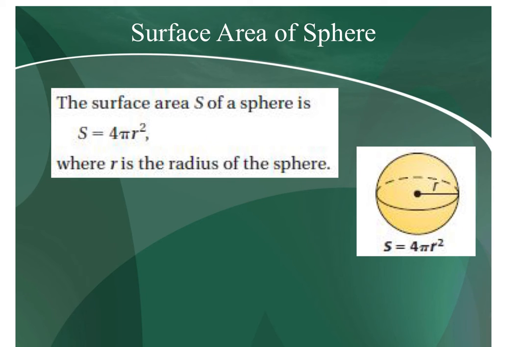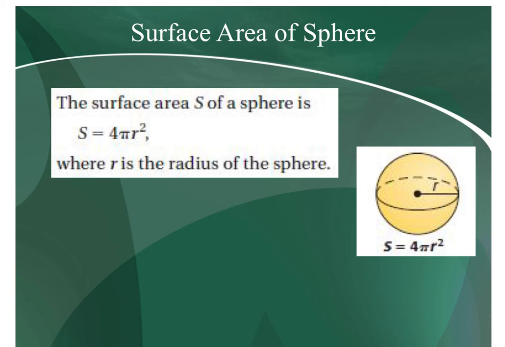The surface area of a sphere is the formula S is equal to 4 times pi times the radius squared. 4 times pi times the radius squared, where r, obviously, is the radius of the sphere. Okay?